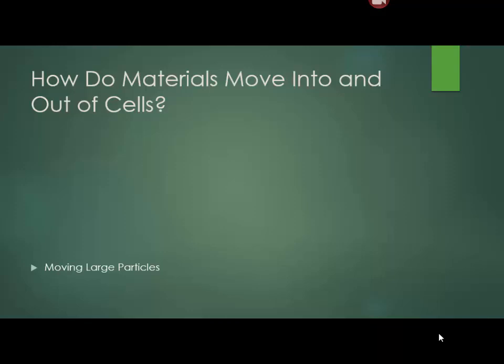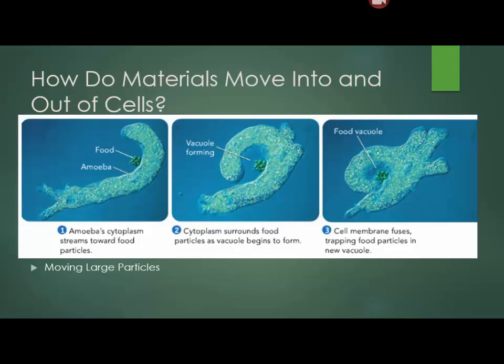Some materials, such as food particles, are too large to cross the cell membrane. In a process called endocytosis, the cell membrane changes shape and engulfs the particle. You can see this process happening here. Once the food particle is engulfed, the cell membrane fuses, pinches off a vacuole within the cell, and slowly dissolves the food particle.